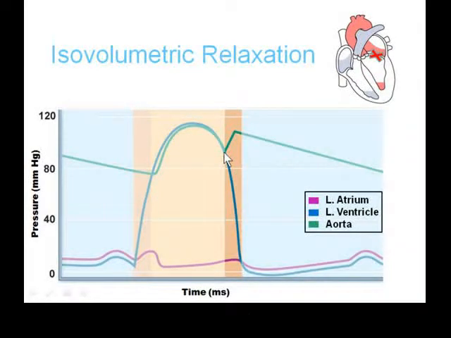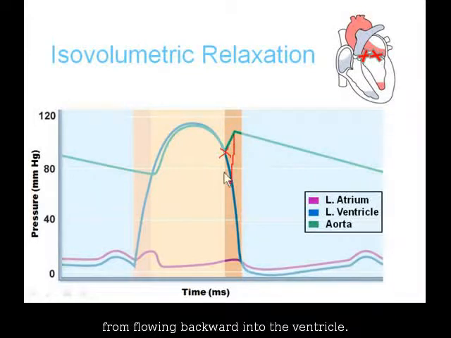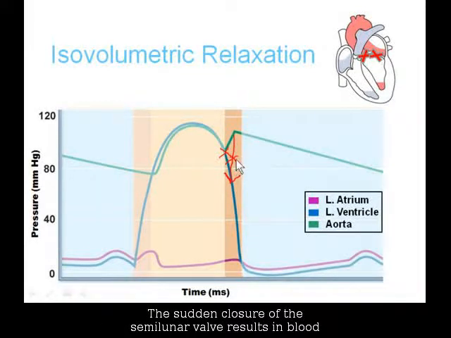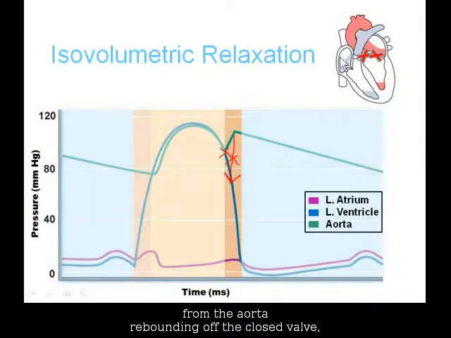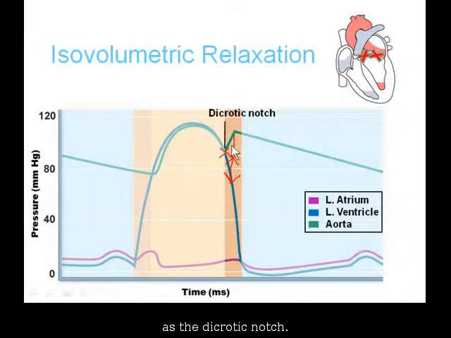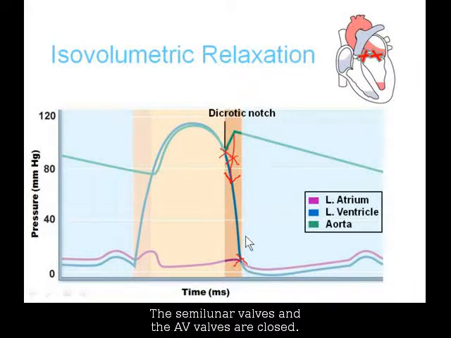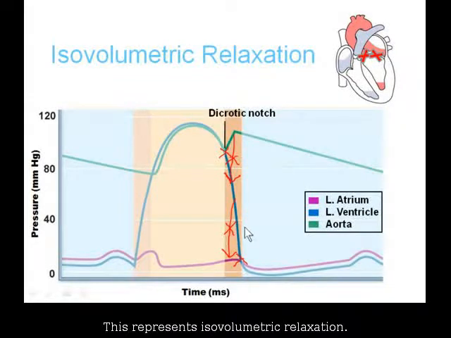Once pressure in the ventricle drops below the pressure in the aorta, the semilunar valve shuts, preventing blood from flowing backward into the ventricle. The sudden closure of the semilunar valve results in blood from the aorta rebounding off the closed valve, causing a transient increase in aortic pressure. This forms a notch in the aortic pressure trace, known as the dicrotic notch. Once again, the ventricle is a completely closed chamber; the semilunar valve and the AV valve are closed. This represents isovolumetric relaxation.